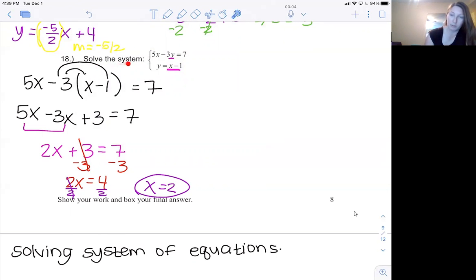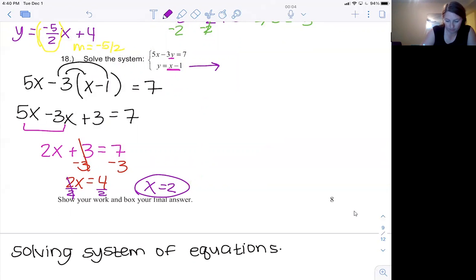When you're solving a system of equations, it always wants you to find an answer for the variables. In this case, we're only given 2 variables, x and y. So I've got my x. So now to find my y, I just need to plug x in for one of these 2 equations. It doesn't matter which one.